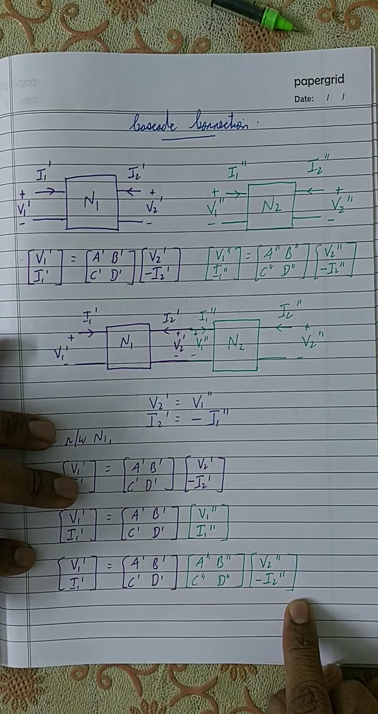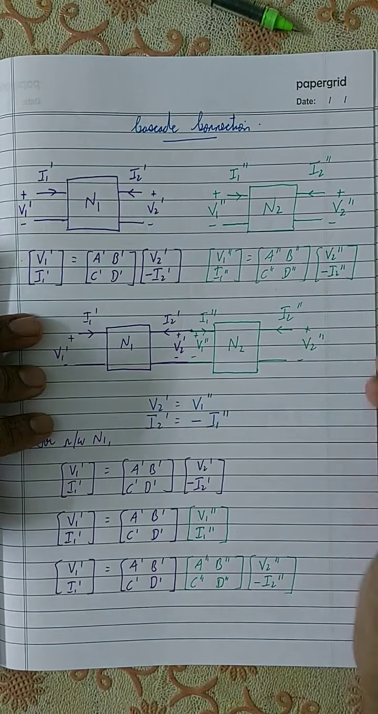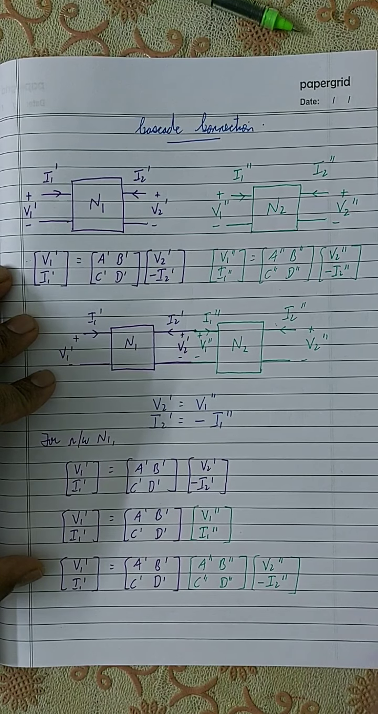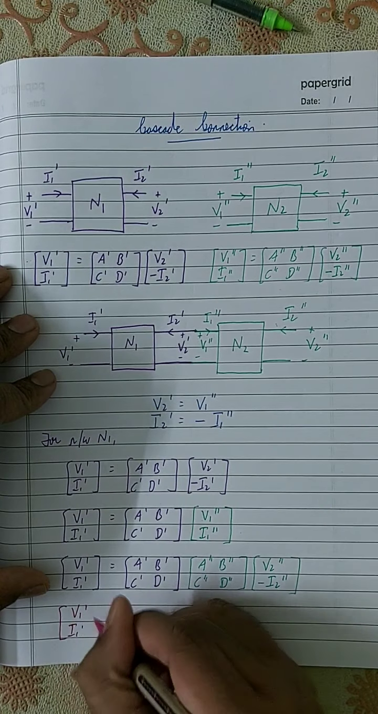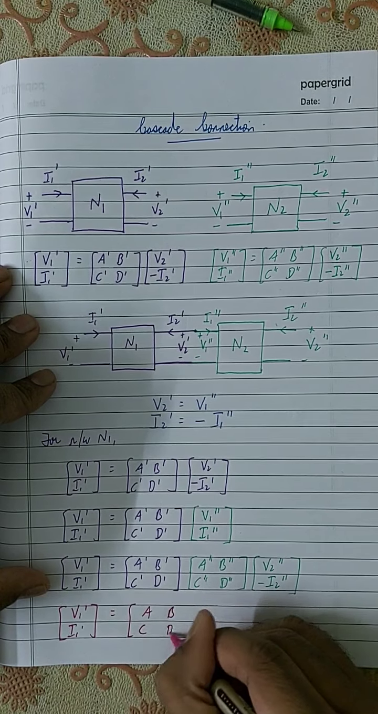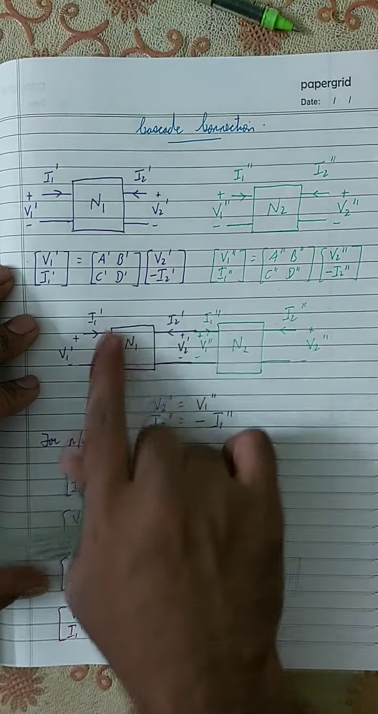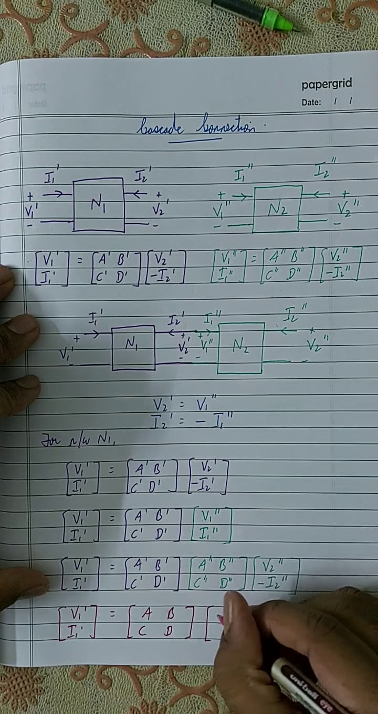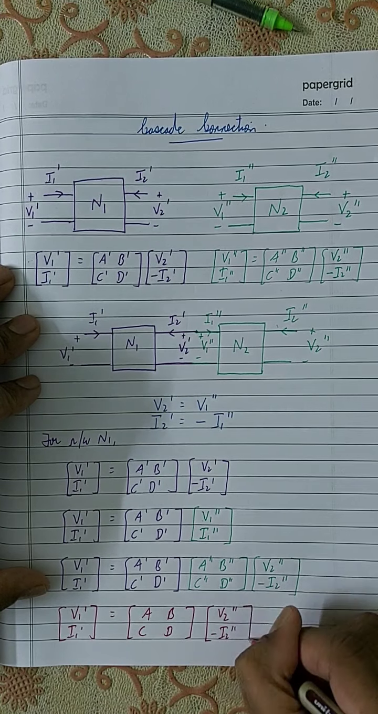So what we have found here is that if you want to represent the ABCD of the overall network, the equation becomes [V1 dash, I1 dash] is equal to [A, B, C, D] into [V2 double dash, minus I2 double dash], where this matrix A, B, C, D is the ABCD parameters of the entire cascaded network, the output voltage of the entire cascaded network is V2 double dash, and the output current is minus I2 double dash.